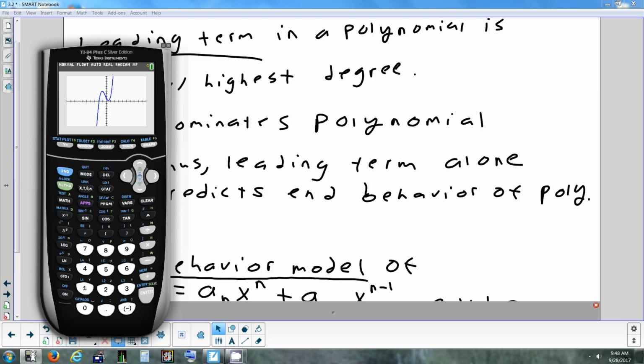Okay, so there's the original, and here's the simplified one with just the leading term. Now, it doesn't really look exactly the same, but the more you zoom out, the more and more the red and the blue start to look the same. There's the blue, there's the red. Now they almost look like they're right on top of each other. So the point is, all you need is the leading term.